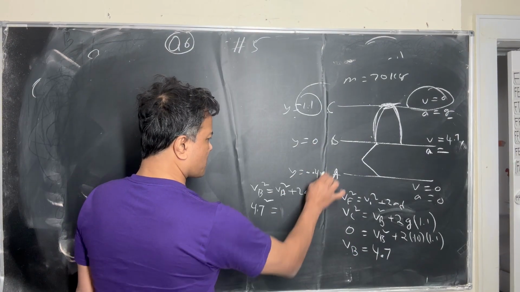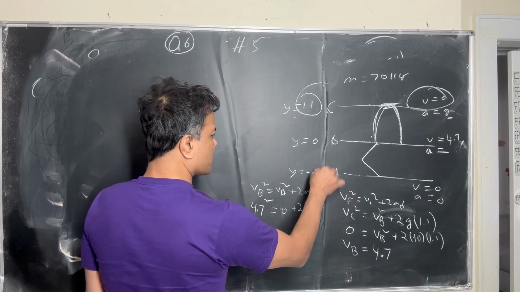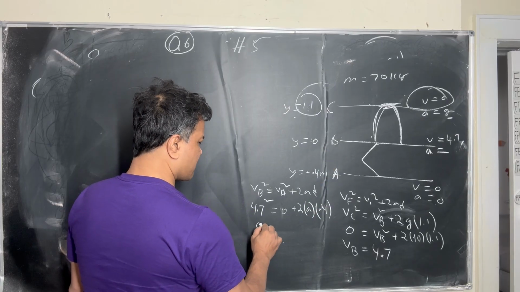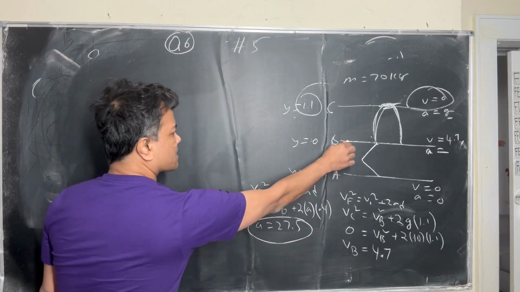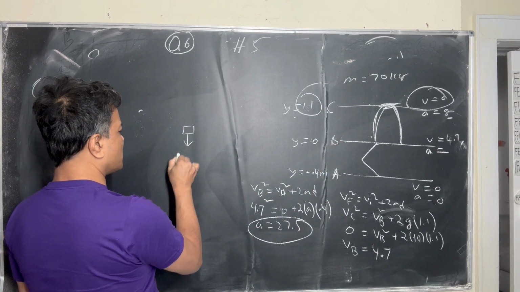va squared is 0. Velocity over here is 0, 2a we are trying to find. Now we are using crouching, 0.4. Okay. So acceleration is 27.5. Okay, now at location B, just before he takes off, this is what's going on. His weight is mg.